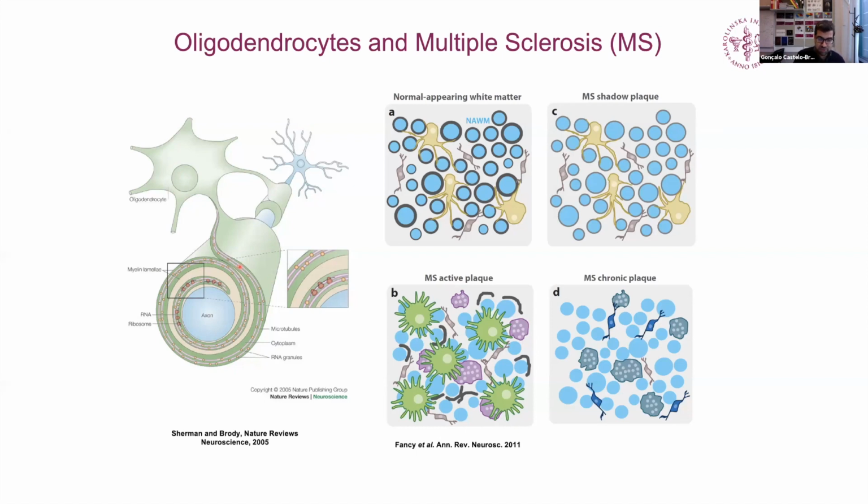Now, why we are interested in oligodendrocytes is because in diseases such as multiple sclerosis, there is an autoimmune attack that specifically targets both the myelin and the oligodendrocytes. And this leads to a slower transmission of the electrical impulses in the neural circuitry, leading to the neurological symptoms that the patients have.